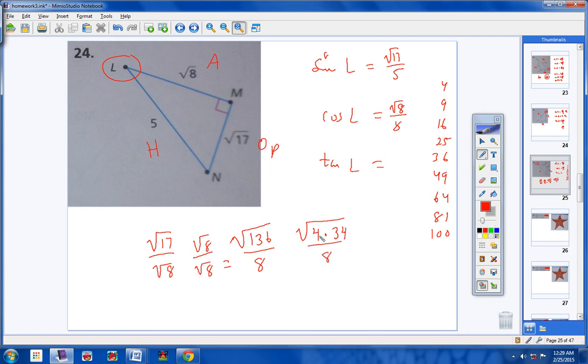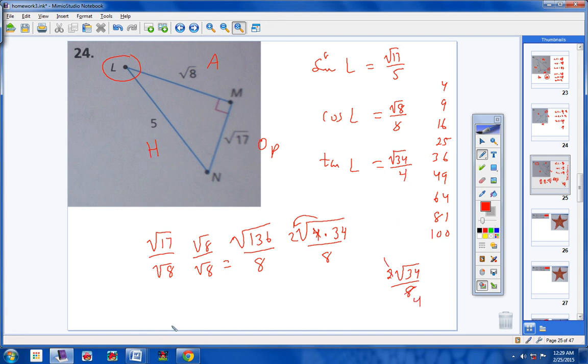Cross off the 4 and put a 2 on the outside. So now we have 2 square root of 34 all over 8. Reduce your outside numbers, and your final answer is square root of 34 all over 4. This becomes a 1, and this becomes a 4.